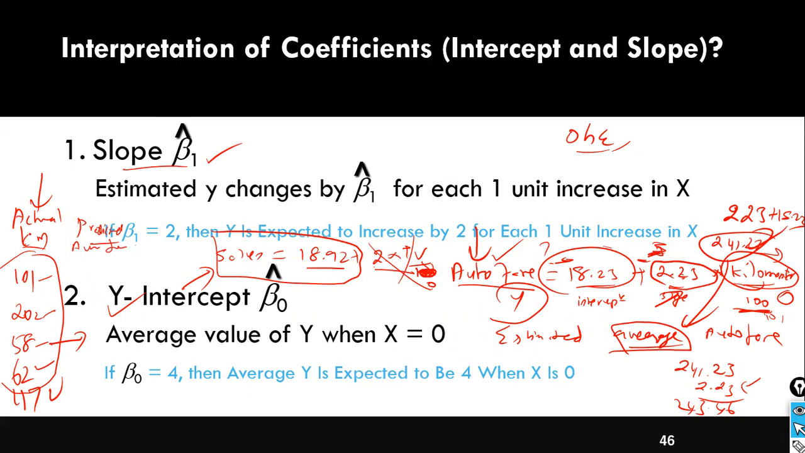Sorry, this is not actual kilometer. Let's say he has given a kilometer. Okay, forget about actual, this is not actual here. So the kilometers he has given you are 101, 202, 58, 62, 117, and here you need to find out the predicted auto fare for each of them.